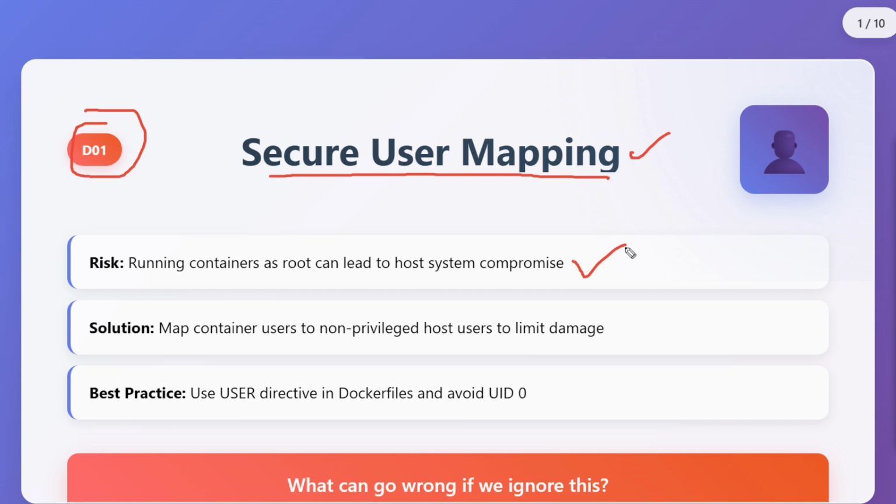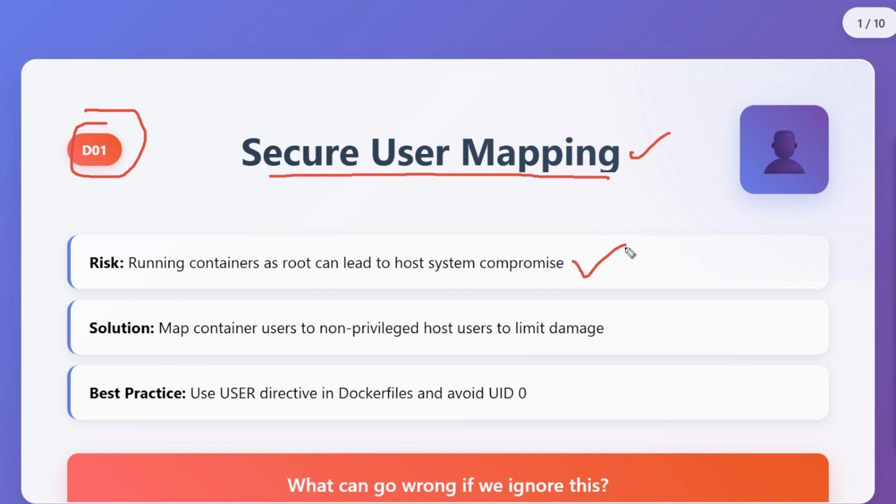By default, many containers run as the root user, which has UID 0, basically user ID 0. This is very dangerous because if an attacker exploits a vulnerability inside the container and it's running as root, they could potentially break out and gain root access to the host system. That's like giving a stranger full admin rights to your computer.